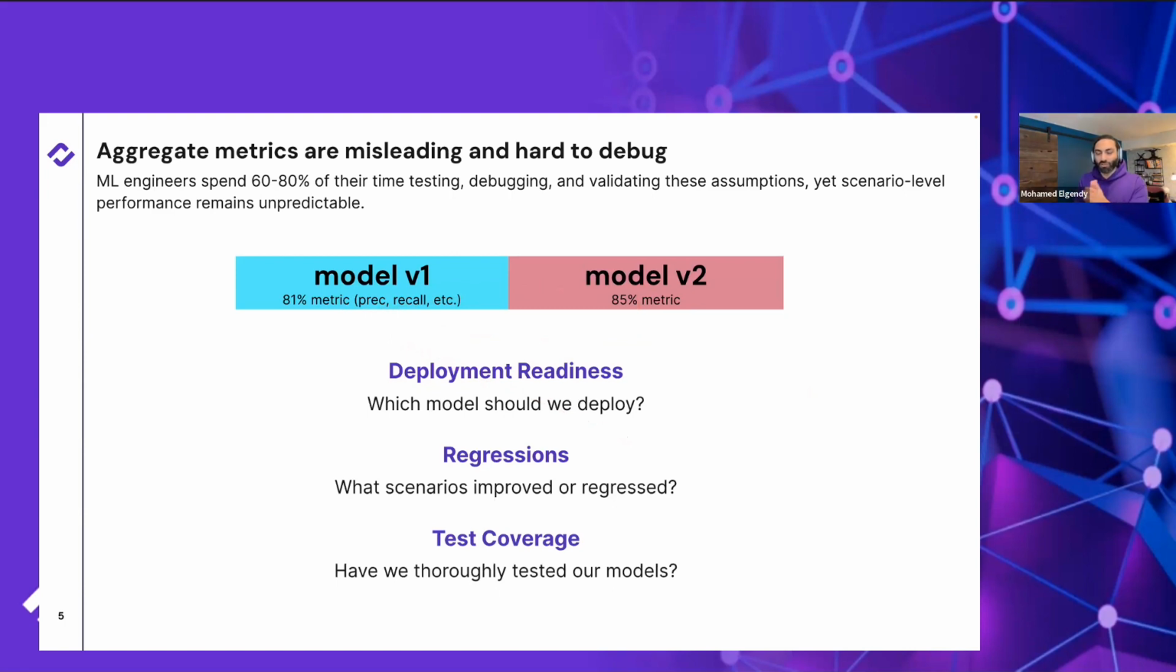Have we tested on that scenario that we just filled in? It's not clear for us. And because of that, us as the data scientists, we spend around 60 to 80% of our time trying to test, debug, and validate these assumptions before we make a decision to deploy to production or improve the model. Okay, we need to improve in these areas.